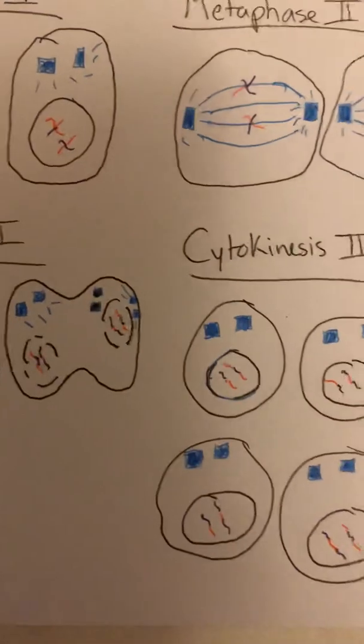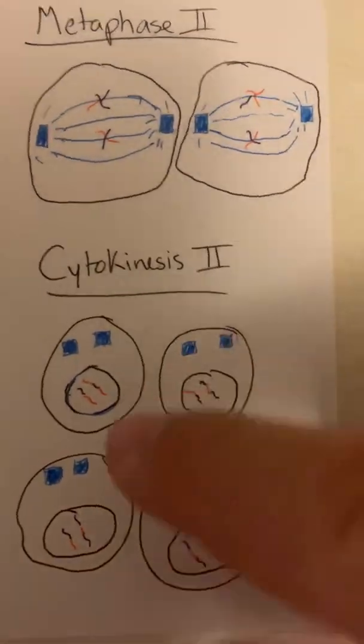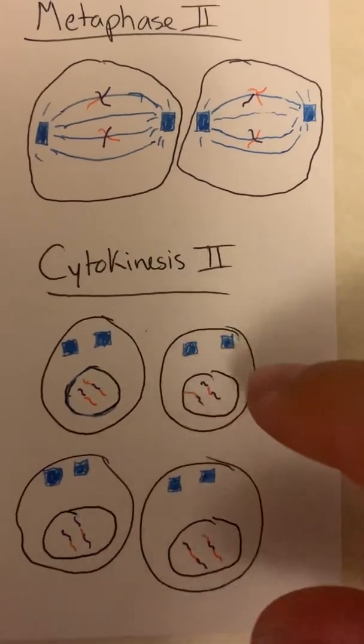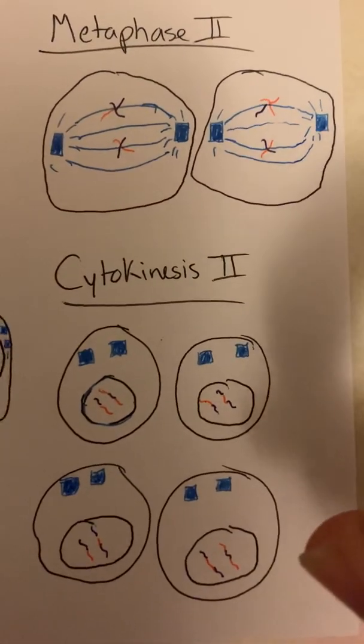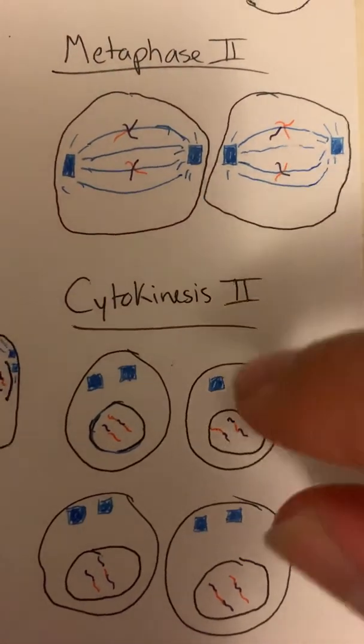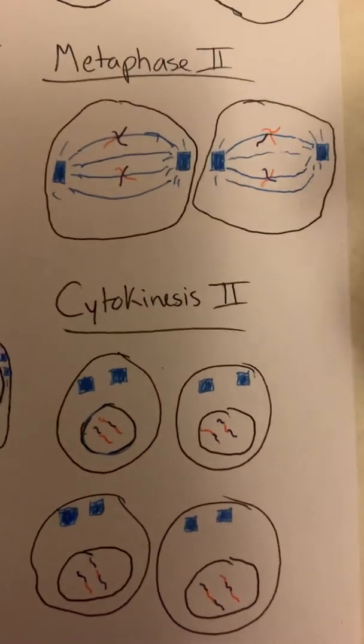Once we move over to cytokinesis 2, you'll be able to see that we have 4 daughter cells that are haploid. Whereas with mitosis, I'll flip this over so I can talk a little bit more. Hopefully I aligned it right. Okay, so as you can see, there are a lot of similarities in mitosis and meiosis. There are a few major differences.